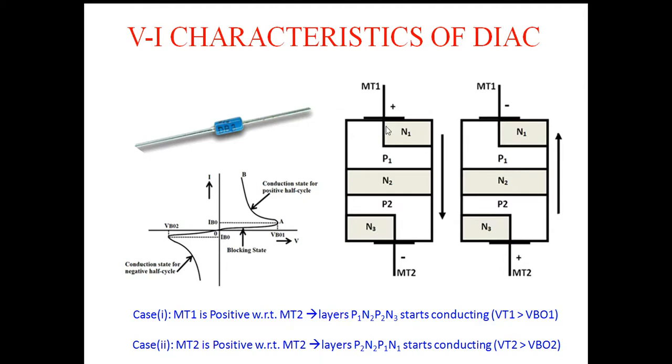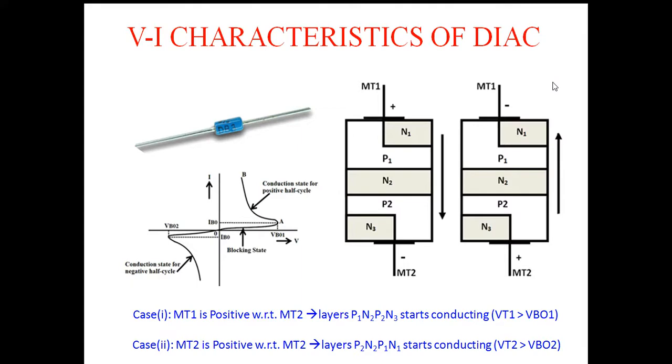Initially, whenever MT1 is more positive, the conduction through the diac takes place through P1, N2, P2, N3. So in this direction the current will flow. In mode 2, whenever MT1 is more negative with respect to MT2, and the supply voltage exceeds the breakover voltage of the diac, the conduction takes place through P2, N2, P1, N1. So the current will flow in this direction.